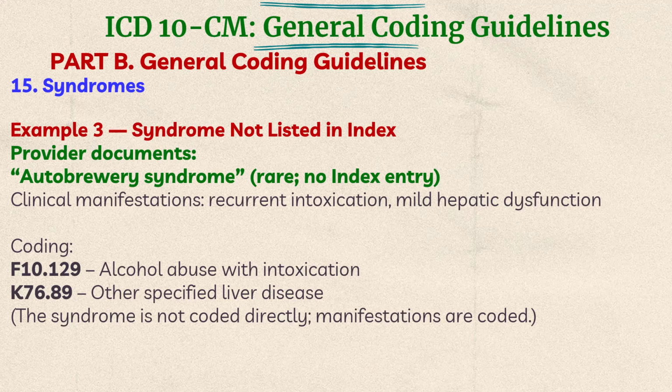Example 3, syndrome not listed in index. For example, the provider documents auto-brewery syndrome, a rare condition, so that is not in the index. The clinical manifestations of auto-brewery syndrome are listed in the document as recurrent intoxication and mild hepatic dysfunction. So in that scenario, you have to code for the symptoms. So here F10.129 alcohol abuse with intoxication and K76.89 for other specified liver disease. So this syndrome is not coded directly, so the manifestations are coded.